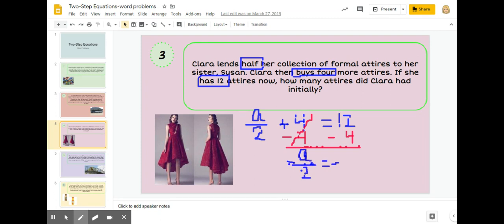A divided by 2 is equal to, see here, the difference between 12 and 4 is 8. I'm going to try to blend that with this random line that's already there. Okay, now we got to get rid of that 2. So we're going to multiply both sides by 2, which is a reciprocal of 1/2, mind you.